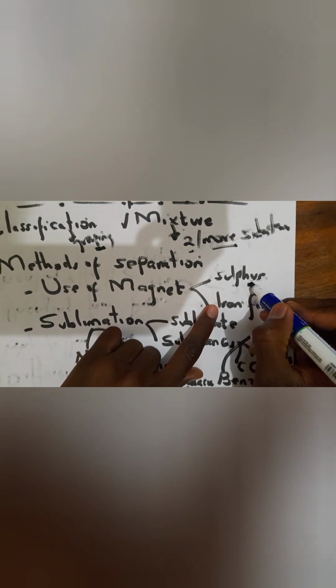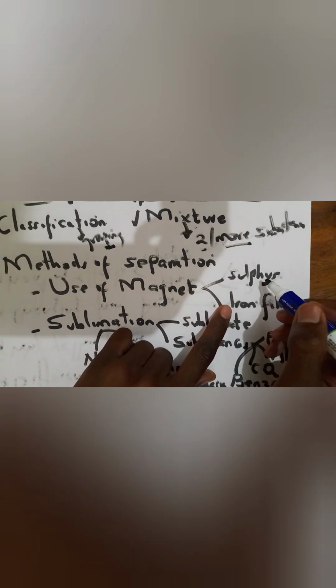When you're talking of the use of a magnet, there is sulfur. Sulfur is one of the elements in the periodic table, which I will tell you about later when we get into Form 2 work. Sulfur is yellow in color. We also have iron filings, which are always gray. A mixture means you take sulfur and put it together with the iron filings, so you get a mixture that is gray-yellow in color.